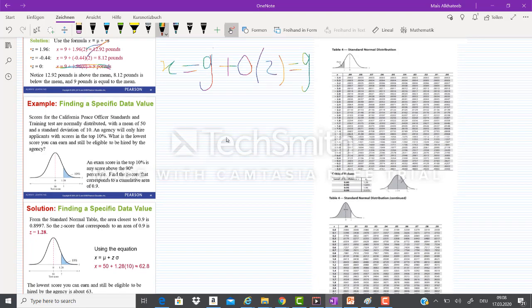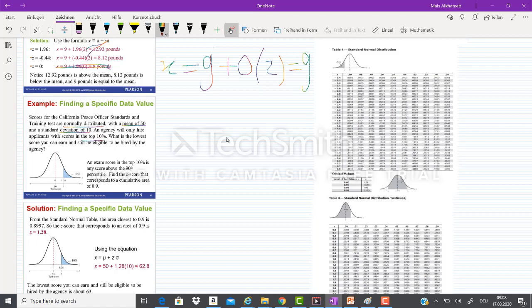Scores for the California Peace Officer Standards and Training Test are normally distributed. I put an underline under normally distributed, okay? With a mean of 50 and a standard deviation of 10. So you learn to put an underline under the important keywords. An agency will only hire applicants with scores in the top 10%.